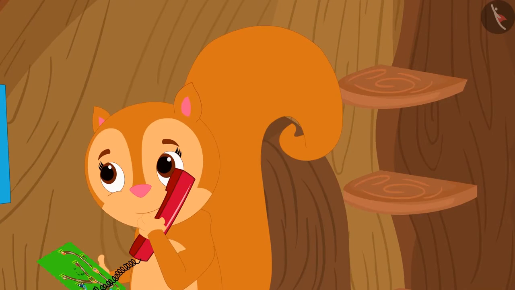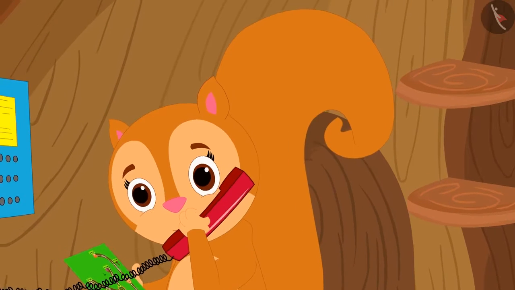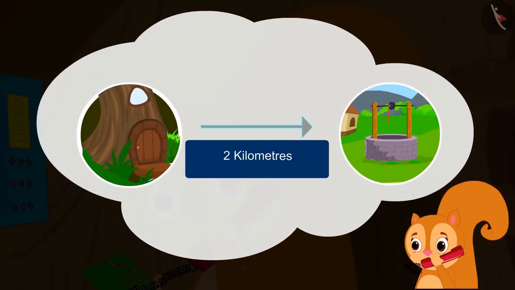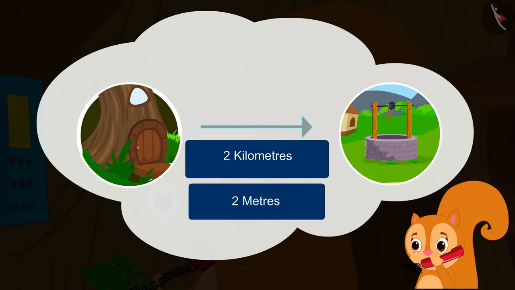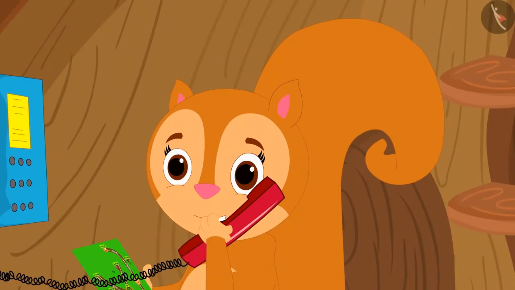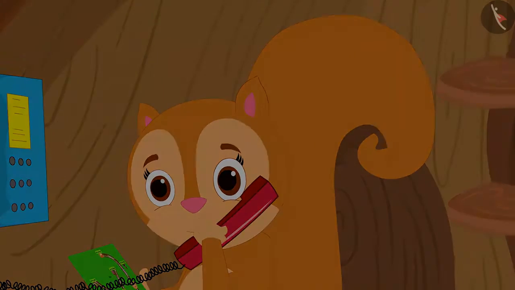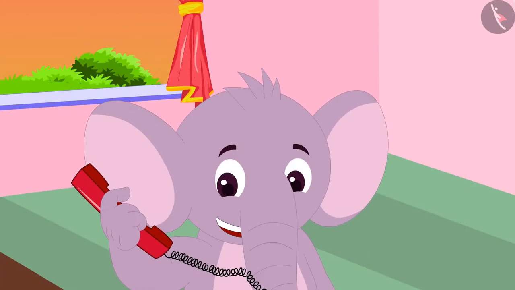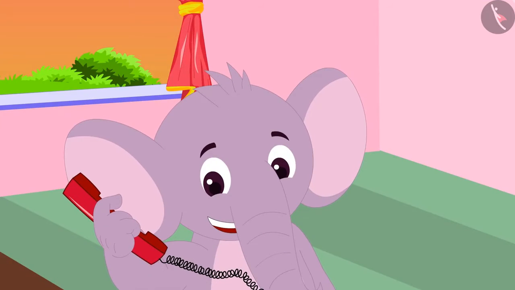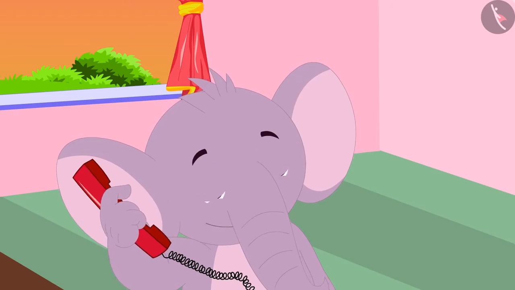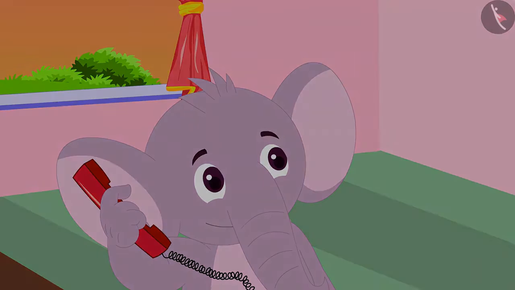Chanda thought that she heard Appu wrong. She told Appu, I think you mistakenly said 2 kilometers in place of 2 meters. You do remember, right? Now I know all about meter. On hearing this, Appu laughed. Chanda, I did say 2 kilometers, okay?